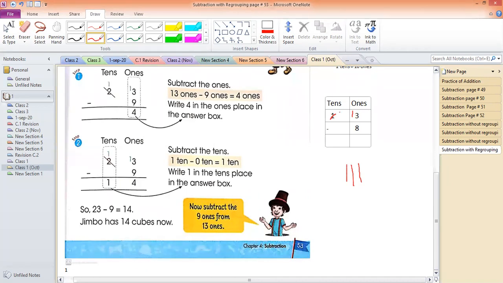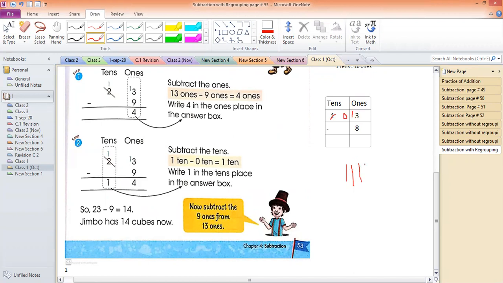And this tens is now 0. It is not 1 now, it is now 0. So can you minus 8 from 13? Okay. Now draw 13 lines.